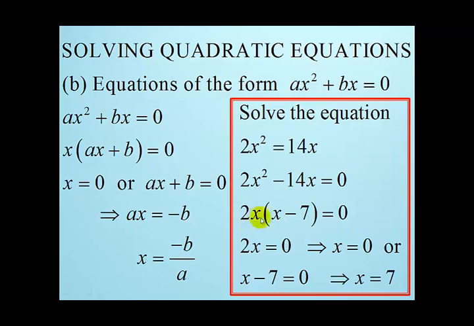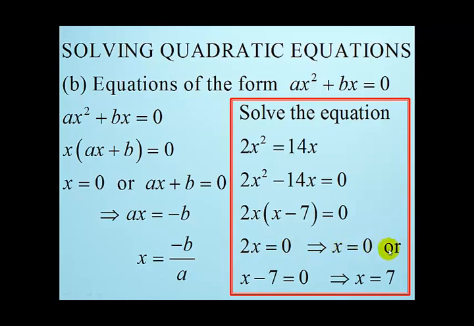Now when 2x is factored out, in bracket we have x minus 7 is equal to 0. So the term outside the bracket is 2x. So we equate 2x to 0. That is 2x is equal to 0. Solving for x, we divide the left hand side by 2 and we are left with x. When we divide 0 by 2, the answer is 0. So we have x equals 0. That's the first value of x. The first value of x is equal to 0.